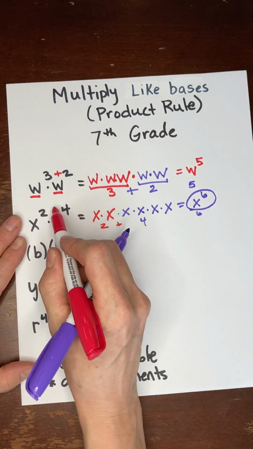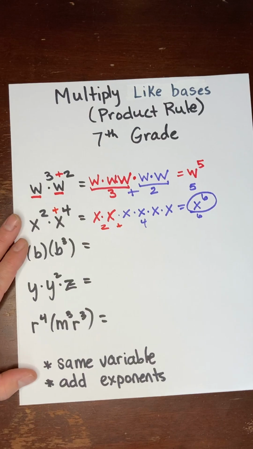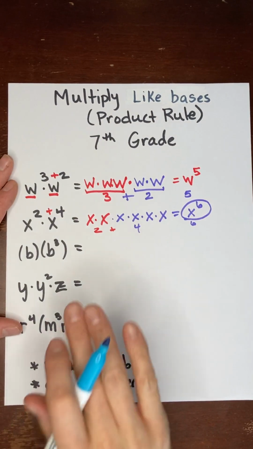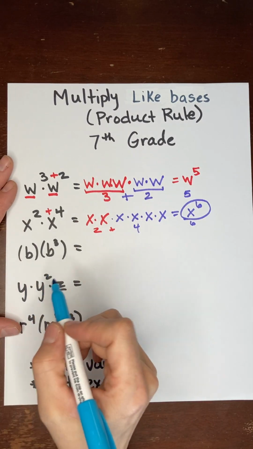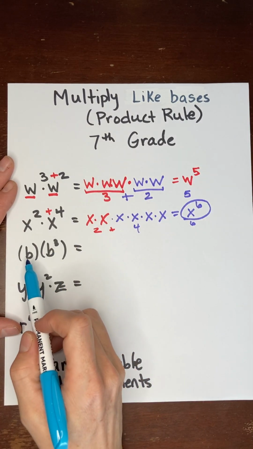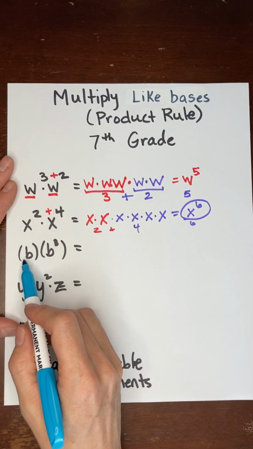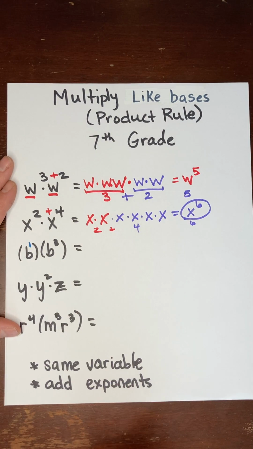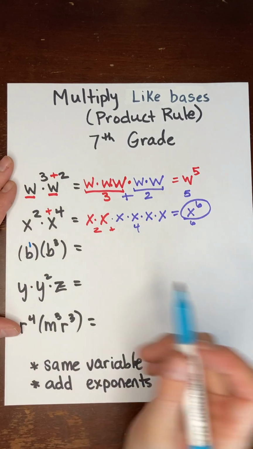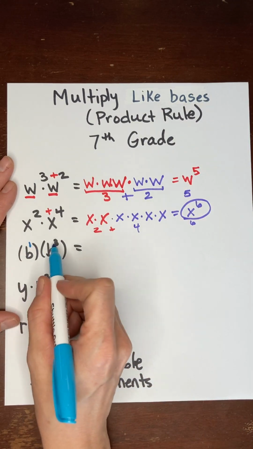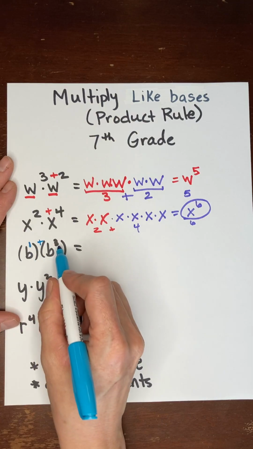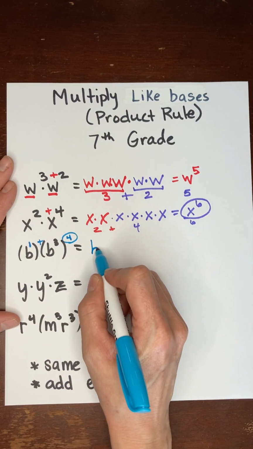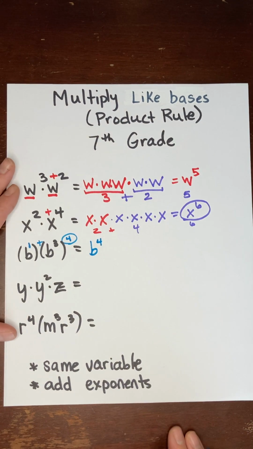Let's go ahead, again, put a little plus sign there, and apply our product rule. This time we're just going to add the exponents. So I have b times b cubed. Anytime I have a variable without an exponent, it's actually got an invisible exponent of 1, so b is the same as b to the 1st power. My exponents are 1 and 3. Let's add them. 1 plus 3 is 4. So my answer is b to the 4th.